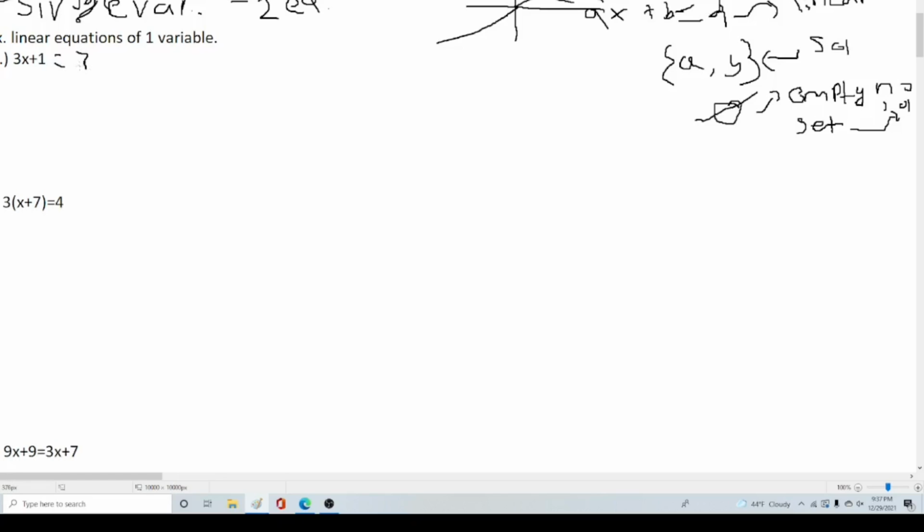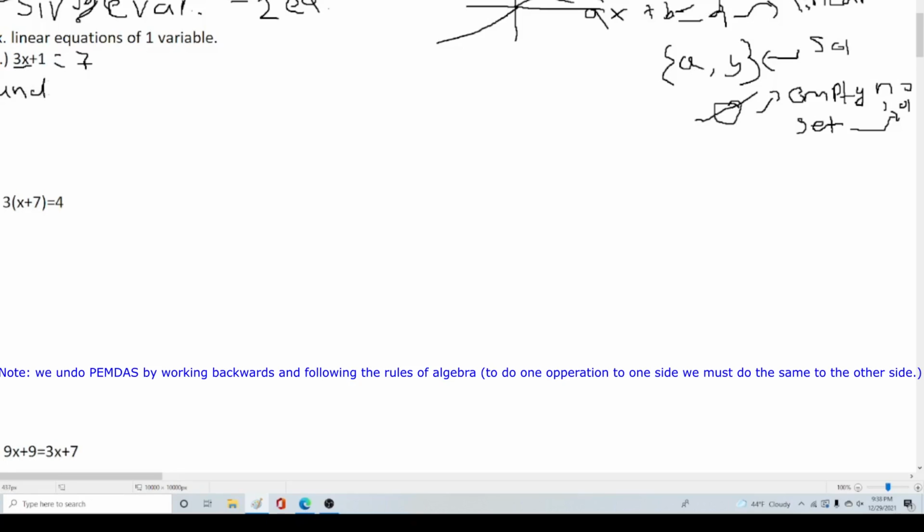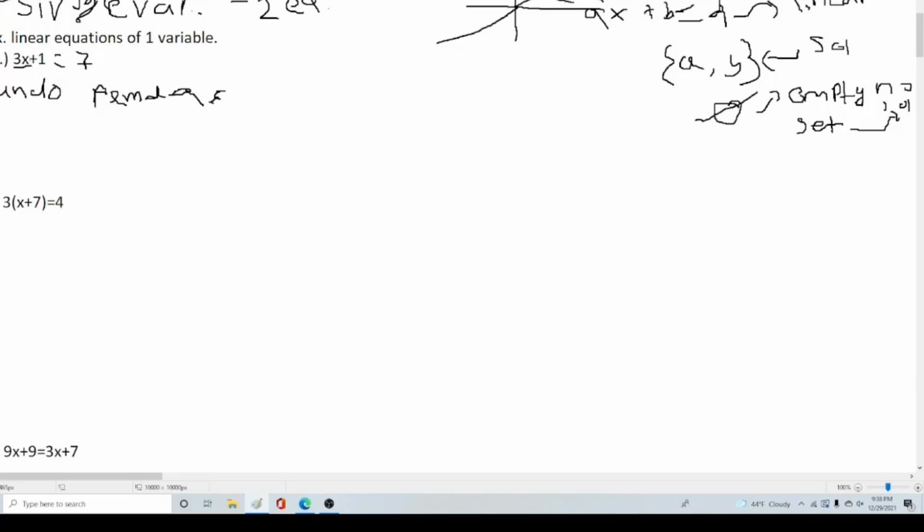Okay. So when we're solving equations, what is the goal? Well, the goal is to isolate our x terms, meaning we undo PEMDAS. The whole idea is to get x by itself. And so that means we want to move this 1 over. How do we move it over? Well, if you see this plus sign here, we're going to want to move it to this side.